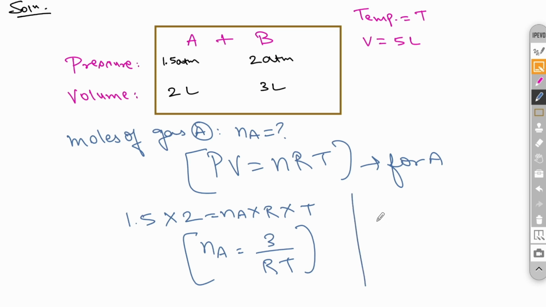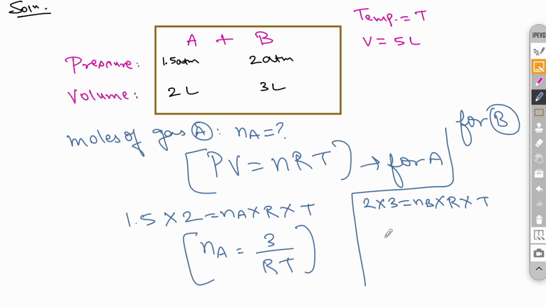Similarly, we'll solve for gas B here. So apply the ideal gas equation for gas B. So we'll get 2 multiplied by 3, that is PV is equal to moles of gas B multiplied by RT. So we'll get moles of gas B is equal to 6 divided by RT, right? So we got the moles of both of these gases.